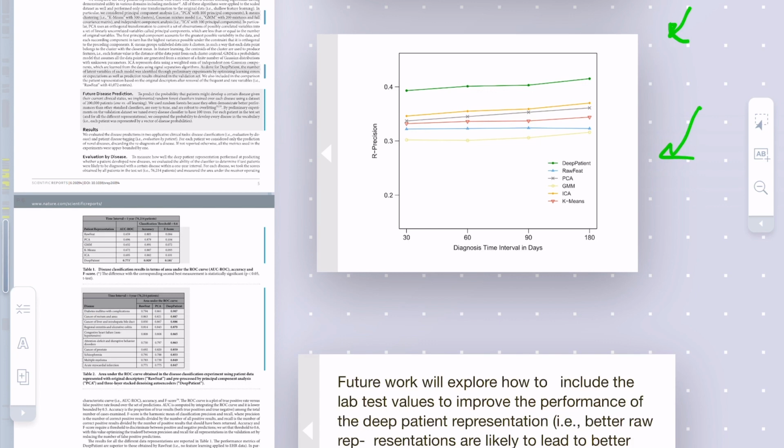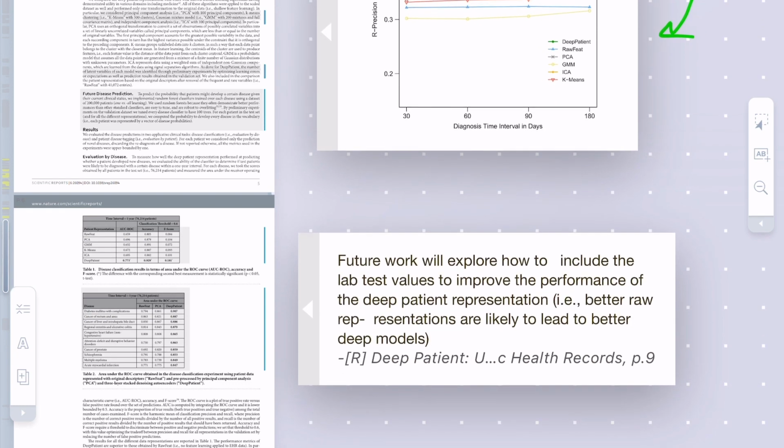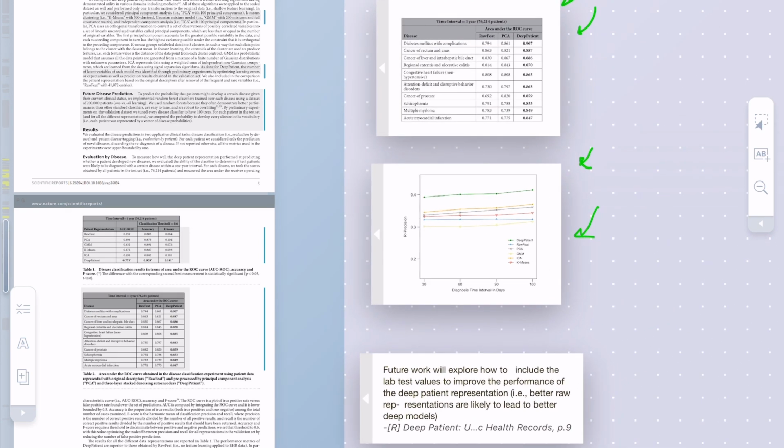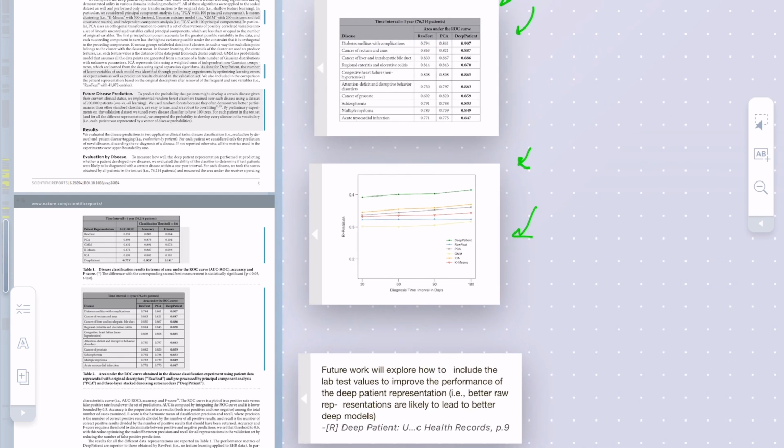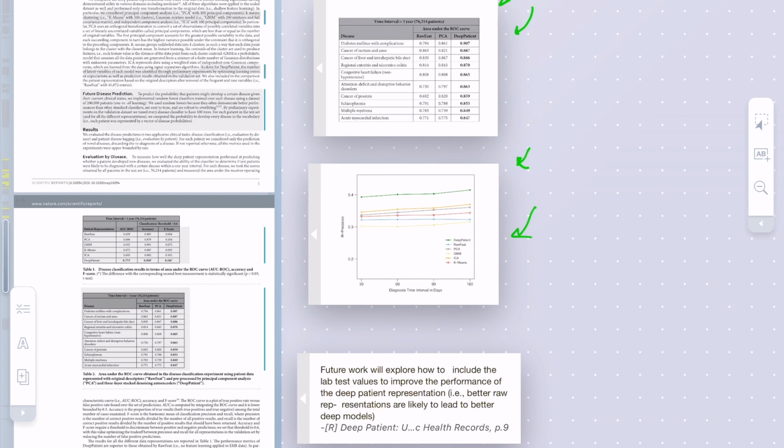They show again that deep patient is the superior methodology compared to the baselines. The future work in this case would be on trying to learn better representations. But generally this paper is the foundation of patient representations, one would say.